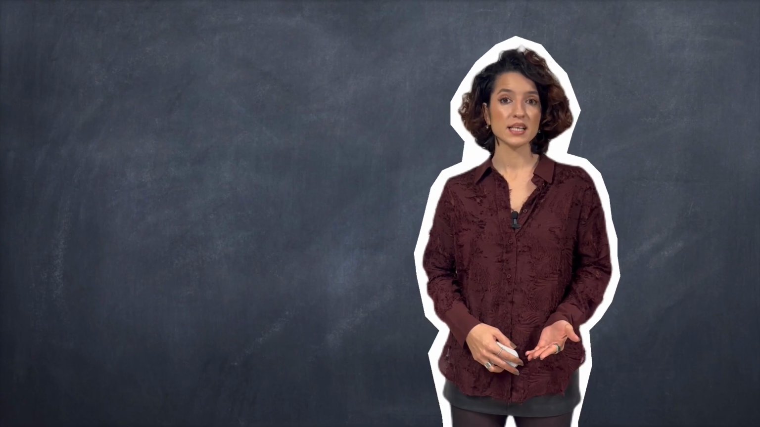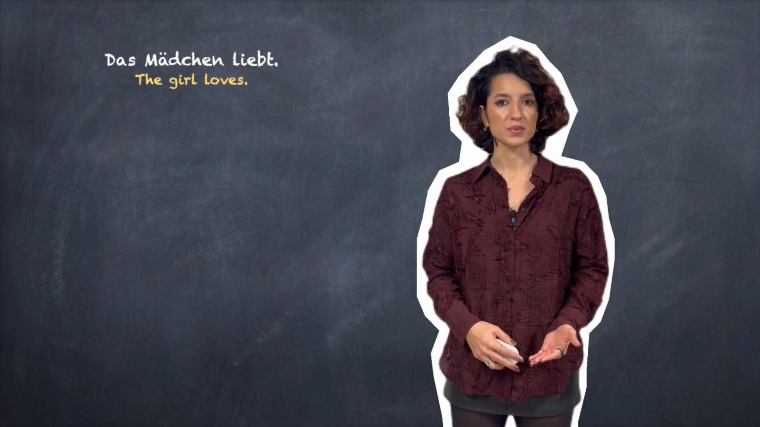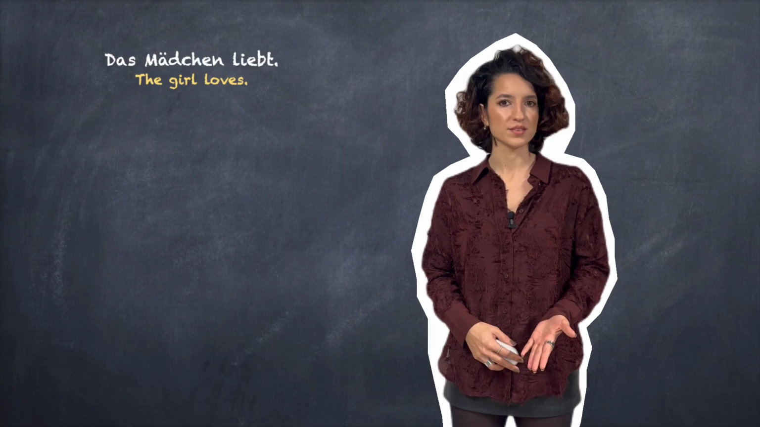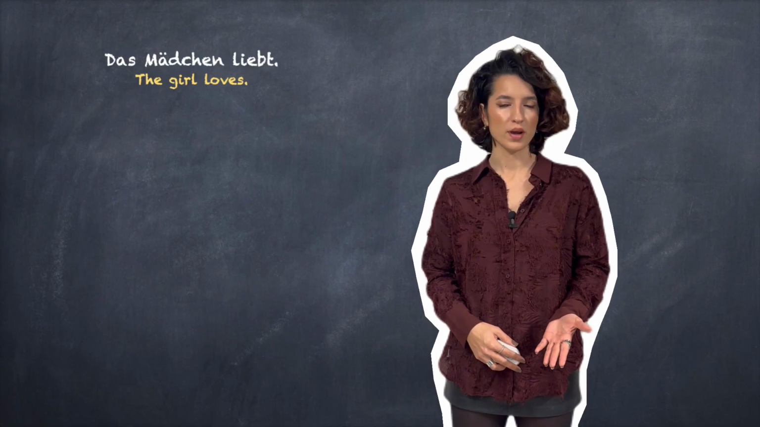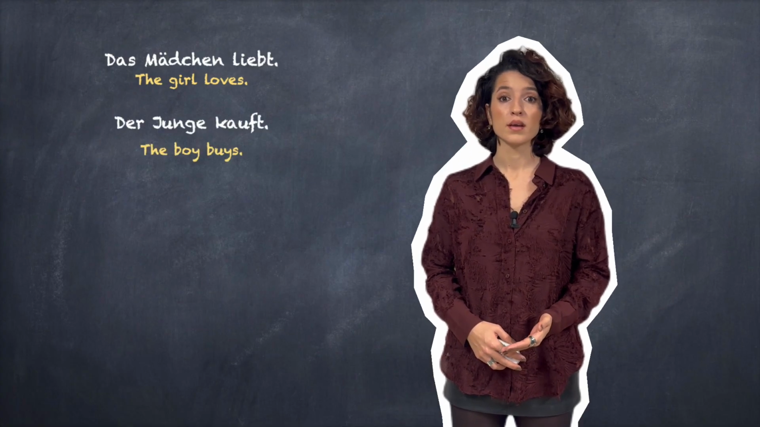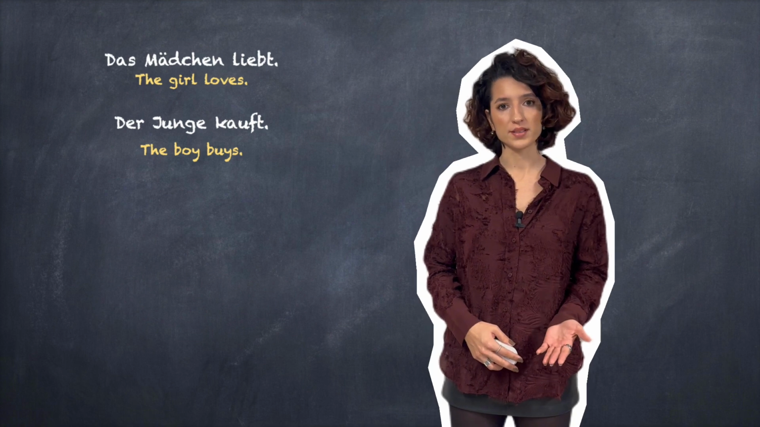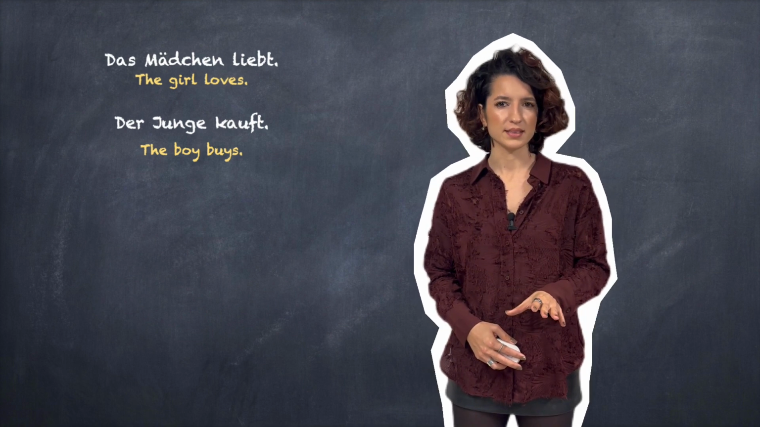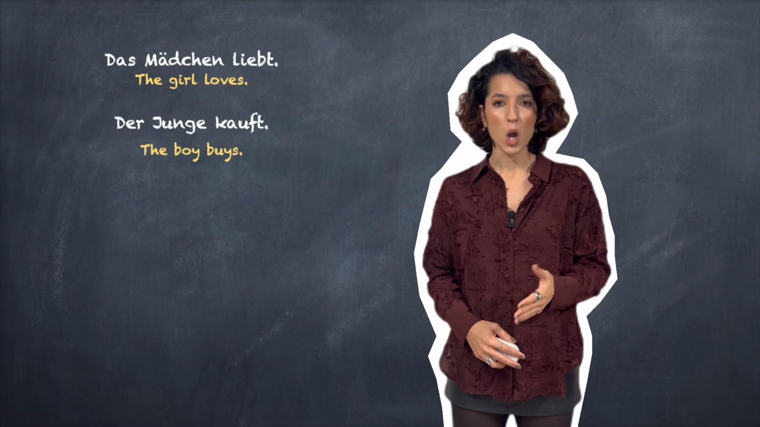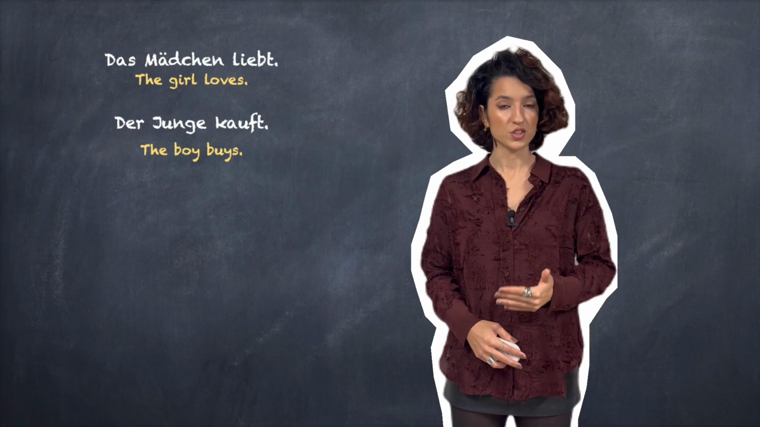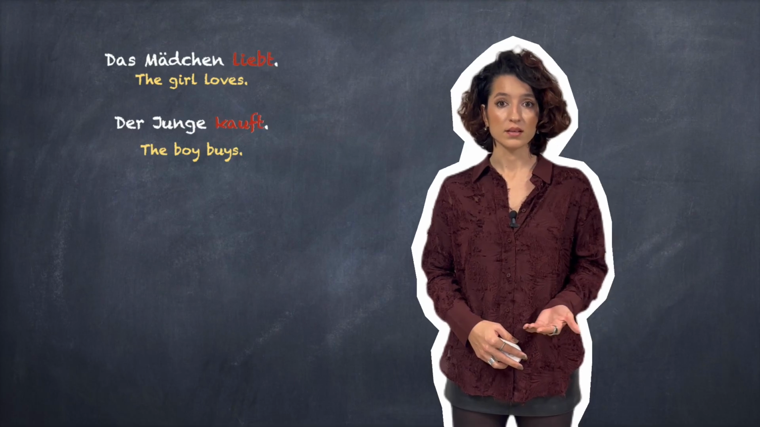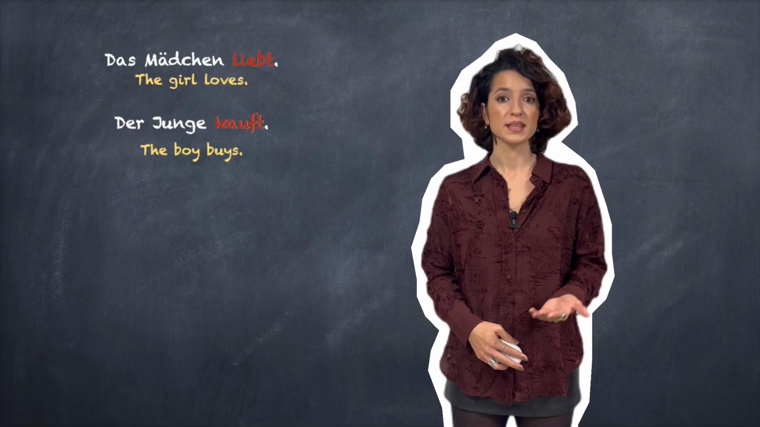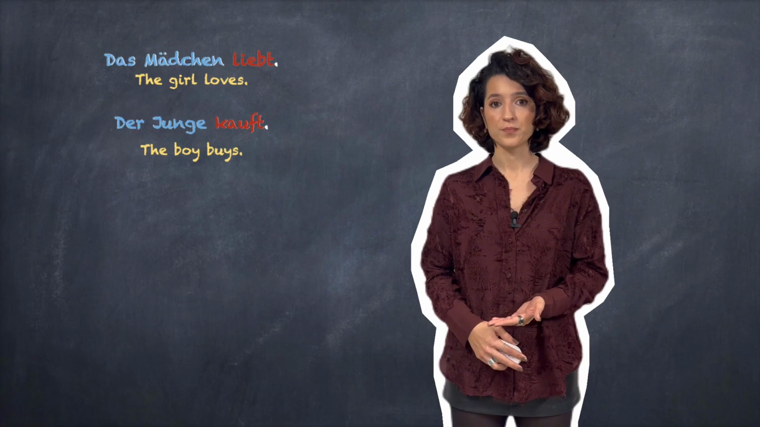We have the sentence, das Mädchen liebt. The girl loves. Or another one is, der Junge kauft. The boy buys. Okay, let's analyze these sentences. We have a verb in each sentence. We have liebt and kauft. We also have a subject, das Mädchen and der Junge.